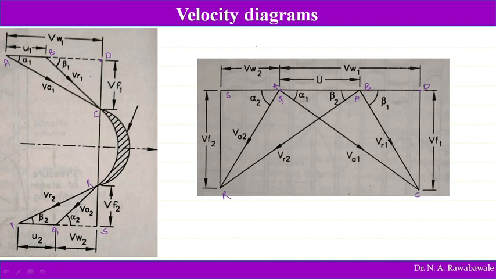So the velocity diagram at inlet and the velocity diagram at outlet are combined and represented in this way. On the left-hand side is the velocity diagram at outlet and the velocity diagram at inlet. These things, shown with the help of this blade, are generally represented this way, and this is how we call this diagram the velocity diagram of a steam turbine.